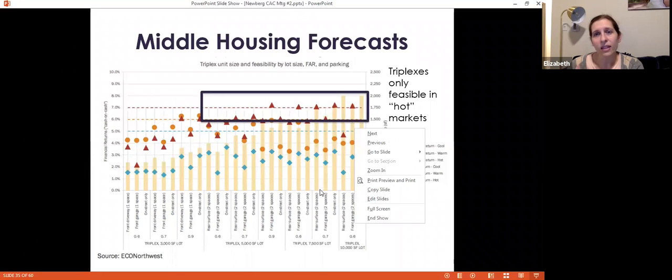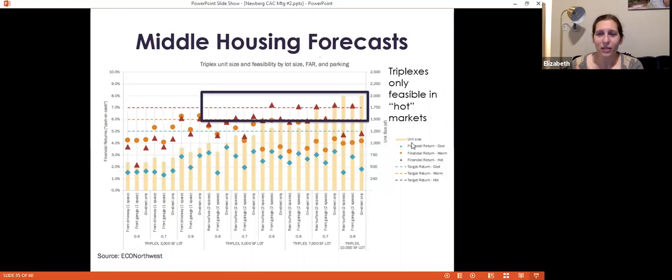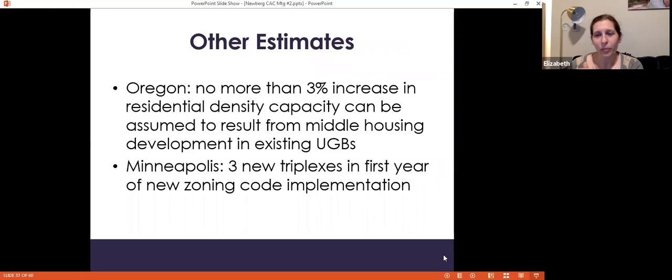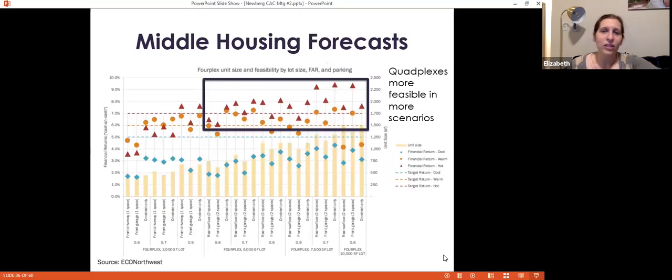Luckily, things look a little bit better when we get over to the quadplex side. Here you see, even in the warm markets, those orange dots getting over the dotted orange lines and the red triangles getting over the dotted red line. So there's a lot more scenarios where quadplexes start to look feasible. That just gives us some ideas of what types of development we might see. Next.